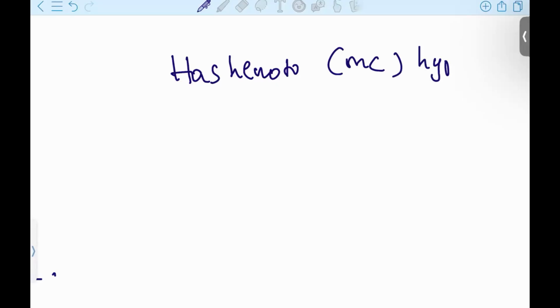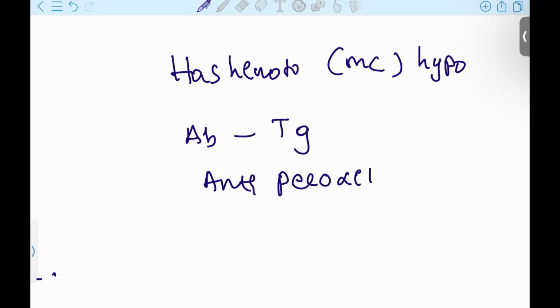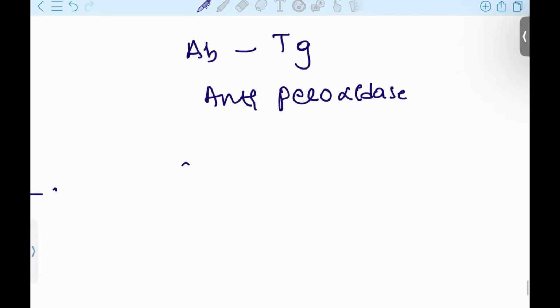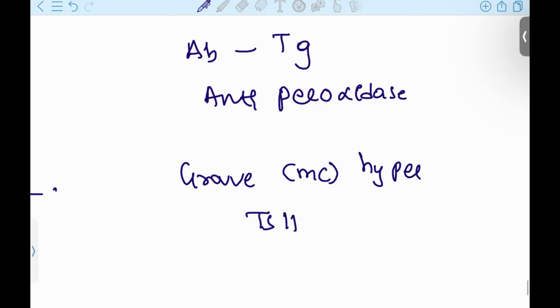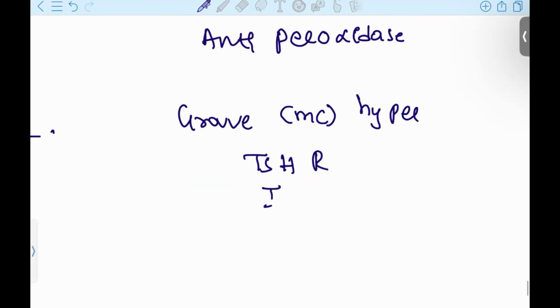Okay, next, let's discuss Hashimoto's. This is the most common cause of hypothyroidism. And it involves antibodies such as anti-TG, thyroglobulin, and along with that anti-peroxidase. Okay, and how about Graves' disease? Graves' disease is the most common cause of hyperthyroidism. This will involve the TSH receptors and also iodine receptors. It is going to be involved in the patients.